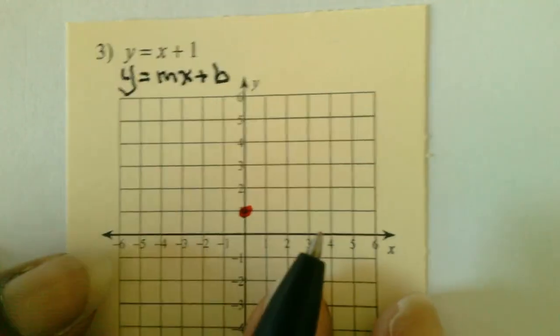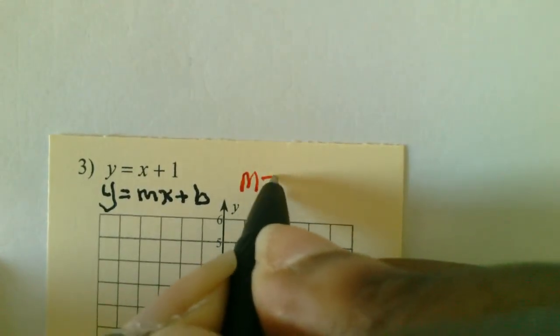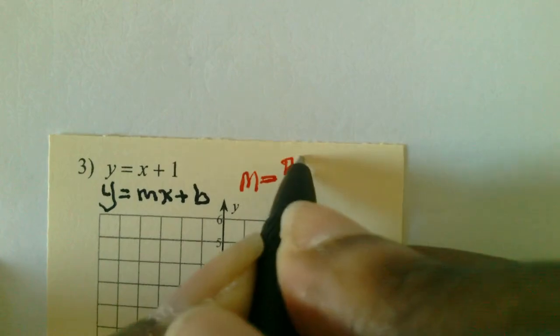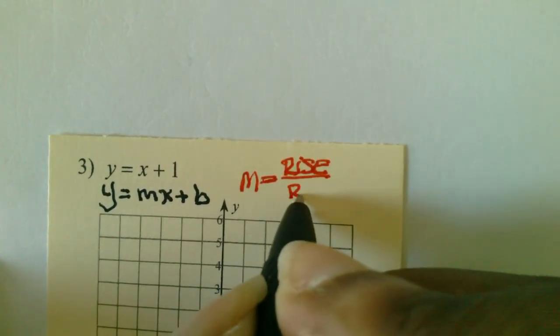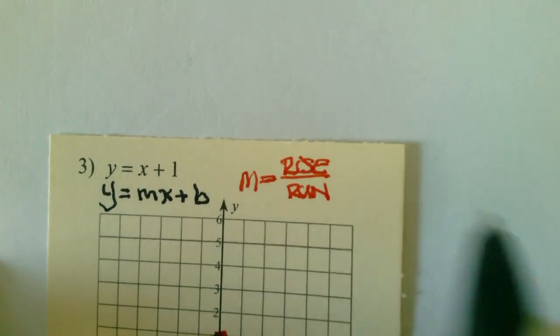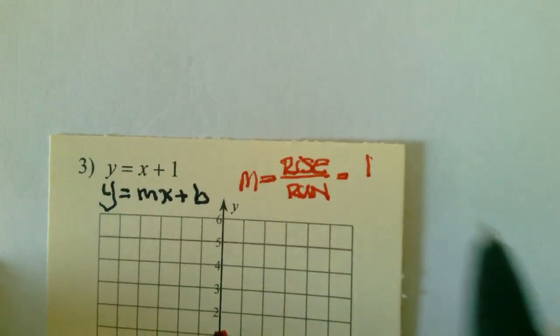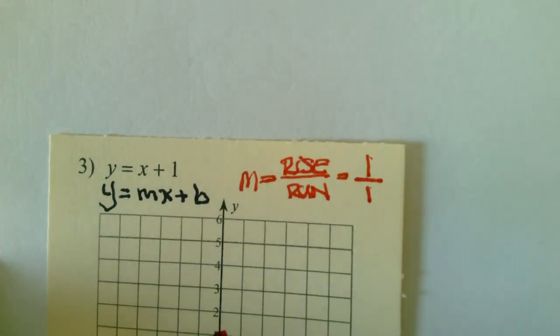But remember, slope is your rise over your run. So it is naturally a fraction. So anytime you have a whole number and we need to make it into a fraction without devaluing it, we put it over 1.